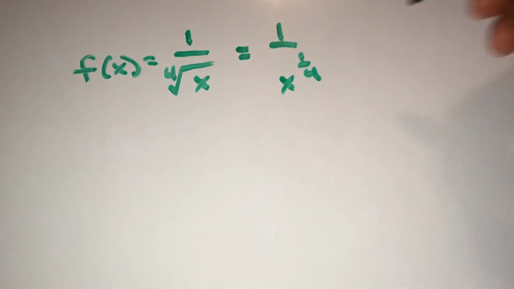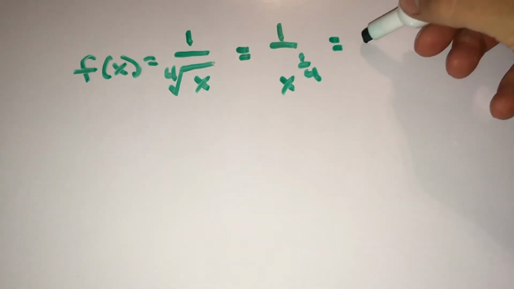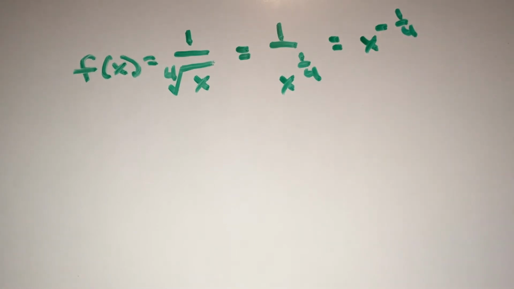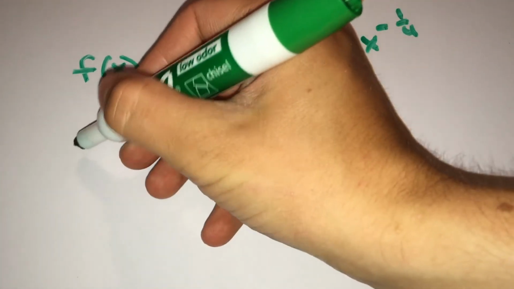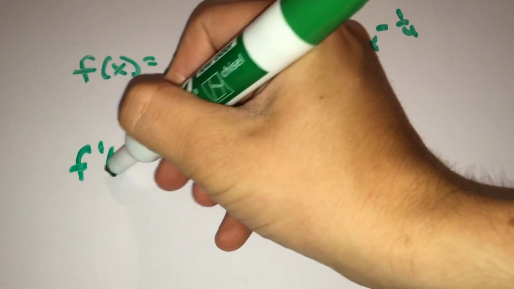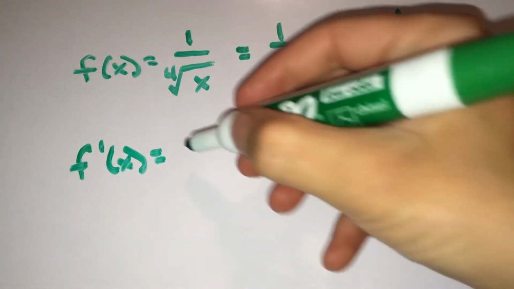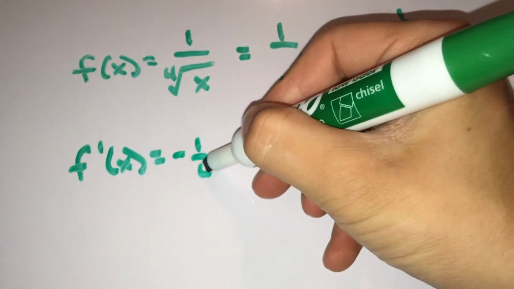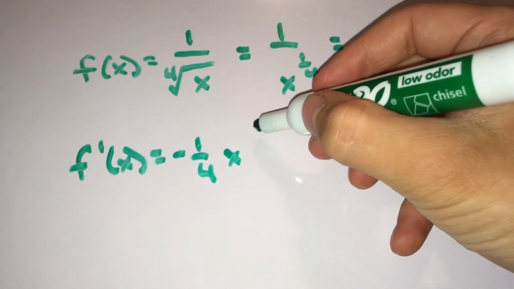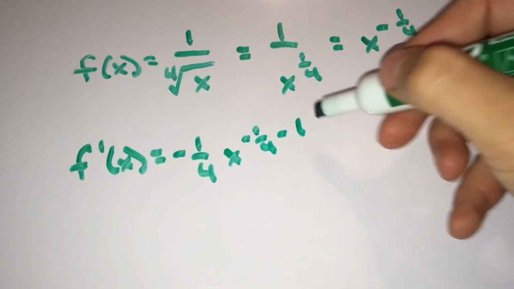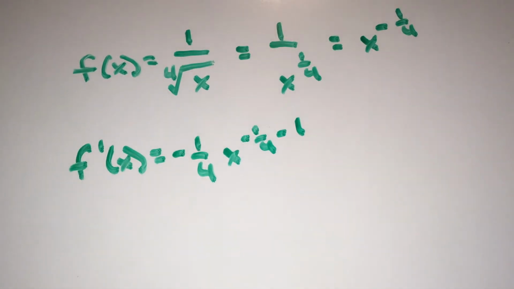So we can actually move our x to the 1/4 up to the numerator, but we just have to put a negative sign on the power. So we have x to the negative 1/4 power. And from here we can go ahead and apply our power rule. So negative 1/4 times the 1. So we'll have negative 1/4 x. And then we need to subtract 1 from our power. So we'll have negative 1/4 minus 1.